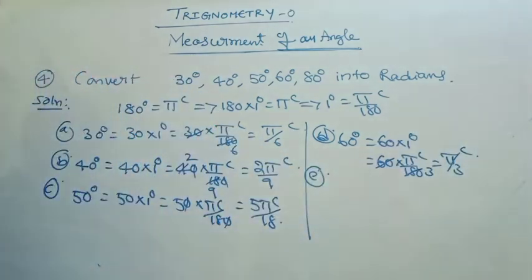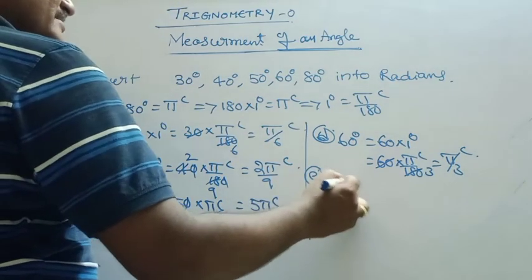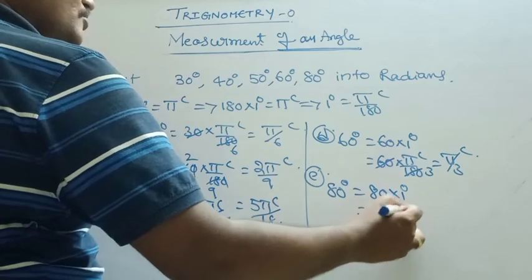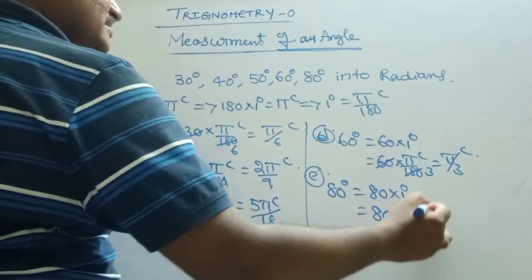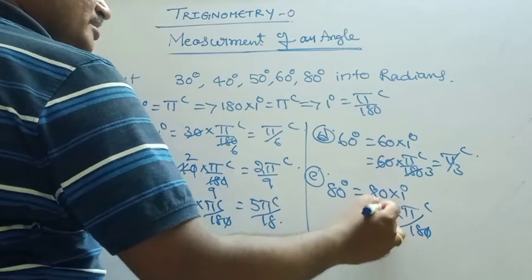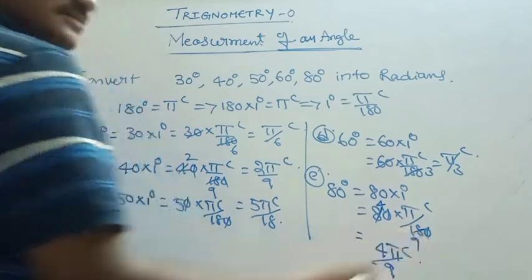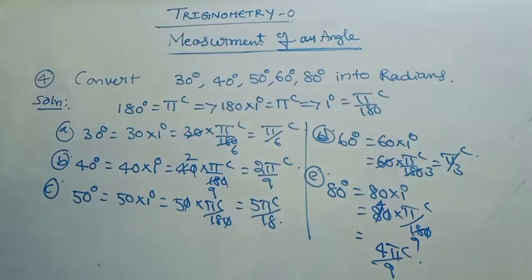Now you have 80 degrees. 80 into 1 degree, now 80 into pi by 180 radians. Now this becomes 2 fours are 8, 2 nines are 18, 4 pi by 9 radians. In this beautiful way we have converted all these degrees into radians. Wonderfully. Now let us convert degrees, grades, into radians also. Now let us observe.